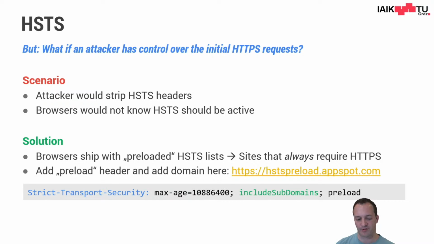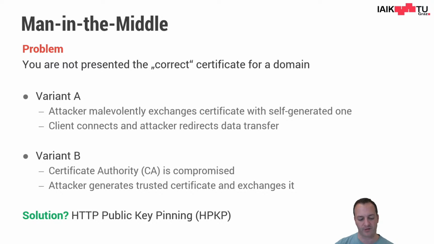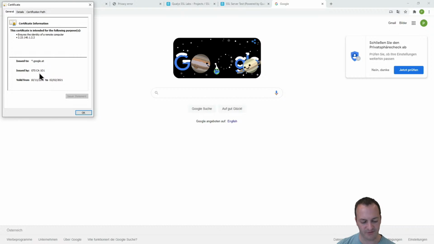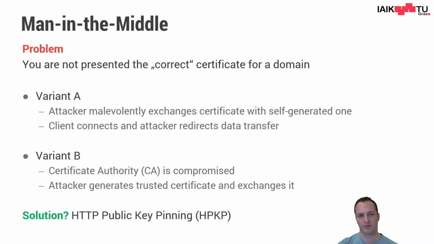And this is why it makes sense to include this header. Another attack scenario: it could be that you're not getting presented the right certificate for a certain domain. For example, an attacker just exchanges a certificate with his own, the classical man-in-the-middle attack. Or, variant B, it can be that the certificate authority is compromised. So you've seen, for example, if I compromise this GTSCA, I could easily issue a certificate for Google myself, and browsers would trust it.